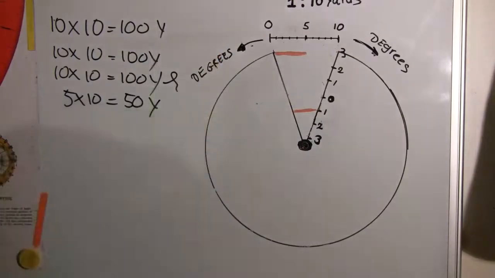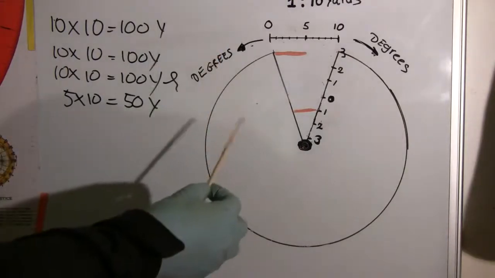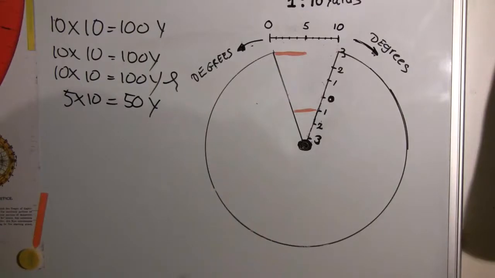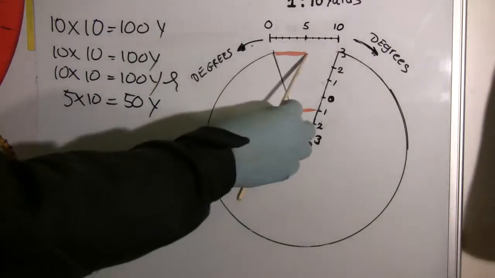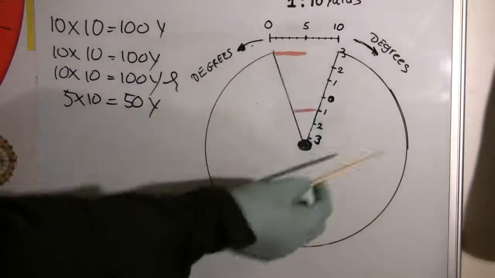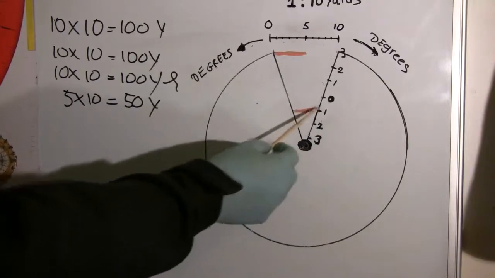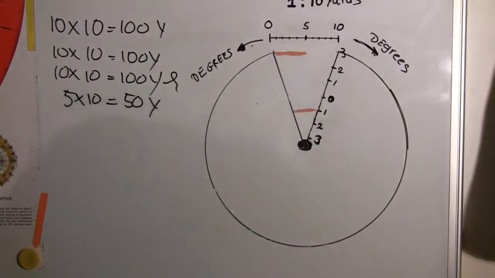It's correct. It's what you measure. It's not what it looks like, it's what you measure. If you measure 5 degrees, it means it's 50 yards. If you measure 10 degrees, it's 100 yards. And that's the size of the object in reality.